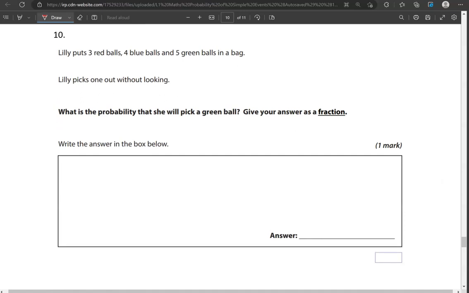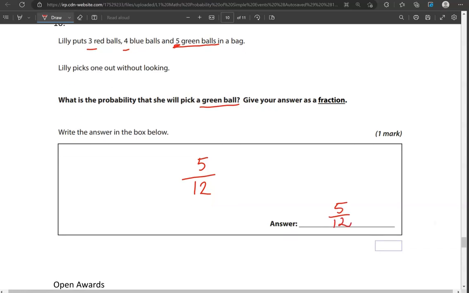Lily puts 3 red balls, 4 blue balls, and 5 green balls in a bag. Lily picks one out without looking. What is the probability that she will pick a green ball? Give your answer as a fraction. Write the answer in the box below. So we're looking for green balls, and there are 5 green balls out of the total, which is 3 and 4, which is 7, and 5, that is 12. So 5/12 is the answer.